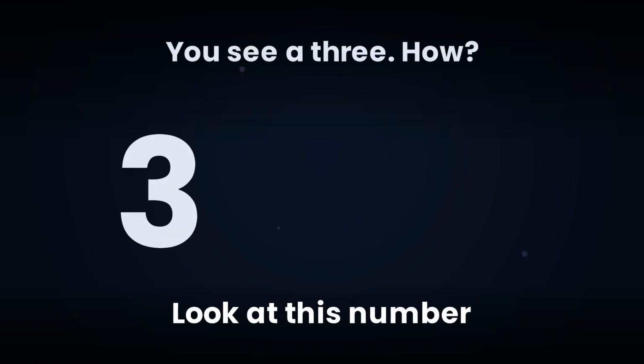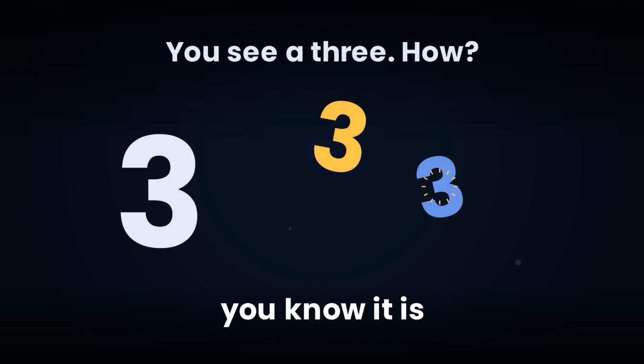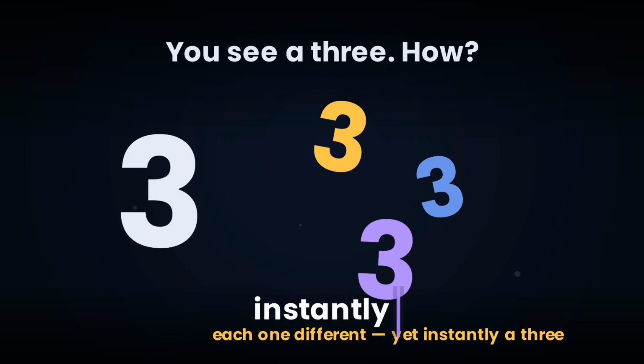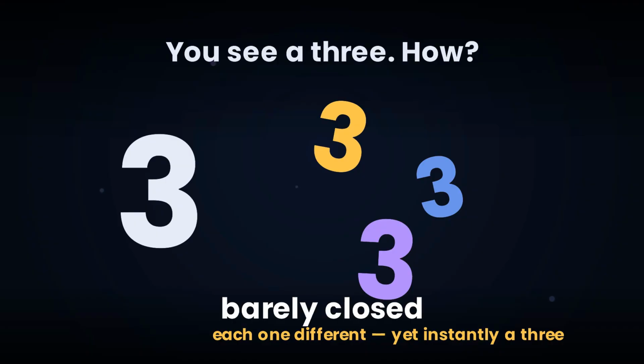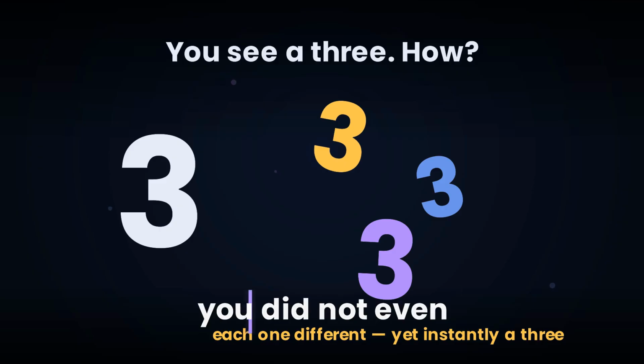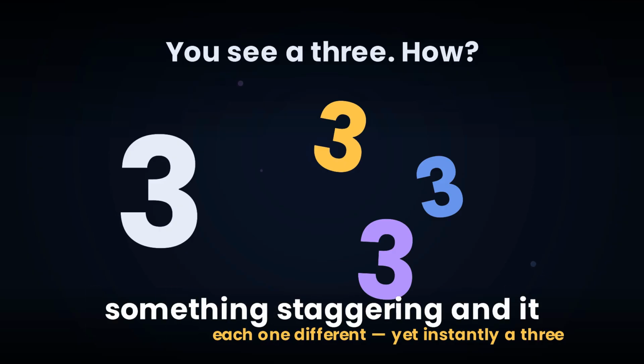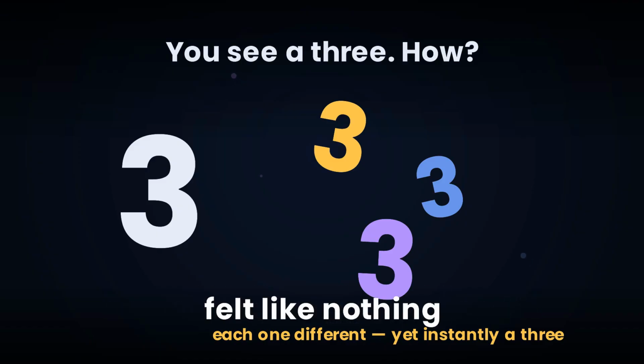Look at this number. You know it is a 3. Instantly. Without effort. Now look at this one. Scrawled, lopsided, barely closed. Still a 3. You did not even hesitate. Your brain just did something staggering, and it felt like nothing.